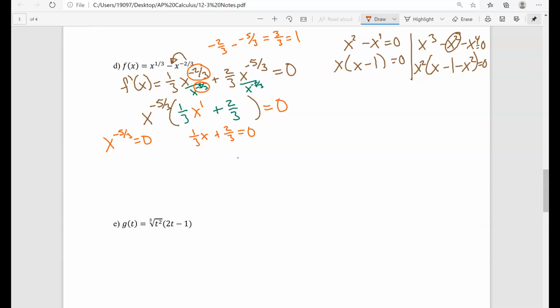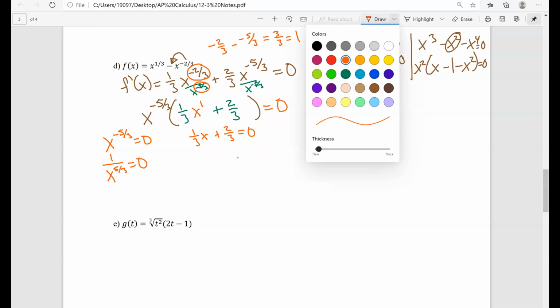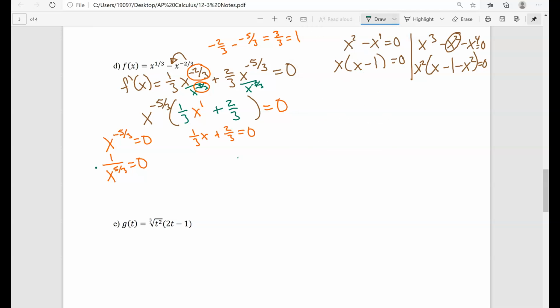Okay? All right, and now what I have to do is solve for this guy. Well, this guy, 1 over x to the 5/3, I can write it a little better. Notice that if I move that other guy over, the x to the 5/3 goes away, and I'm left with 1 equals 0. So I got nothing there.